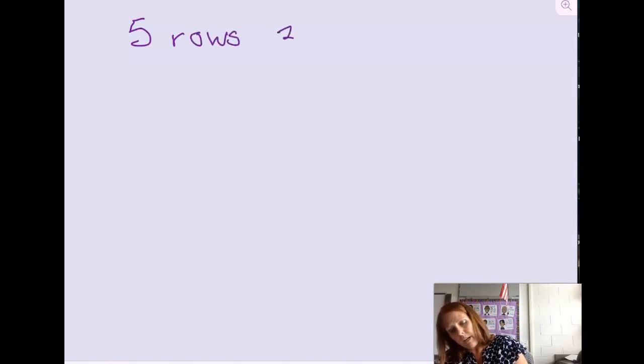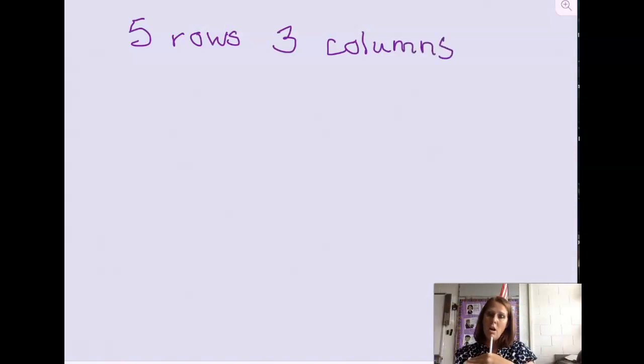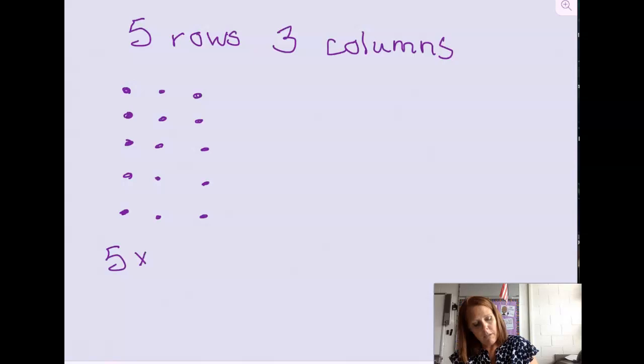All right, let's try with another one. We want to see an array that has 5 rows and 3 columns. Remember, rows are going across, columns go up and down. So we're going to draw 5 rows. And we have 3 columns, so that means we have 3 in each group. And what's our multiplication equation going to be? 5 rows times 3 columns equals 15.